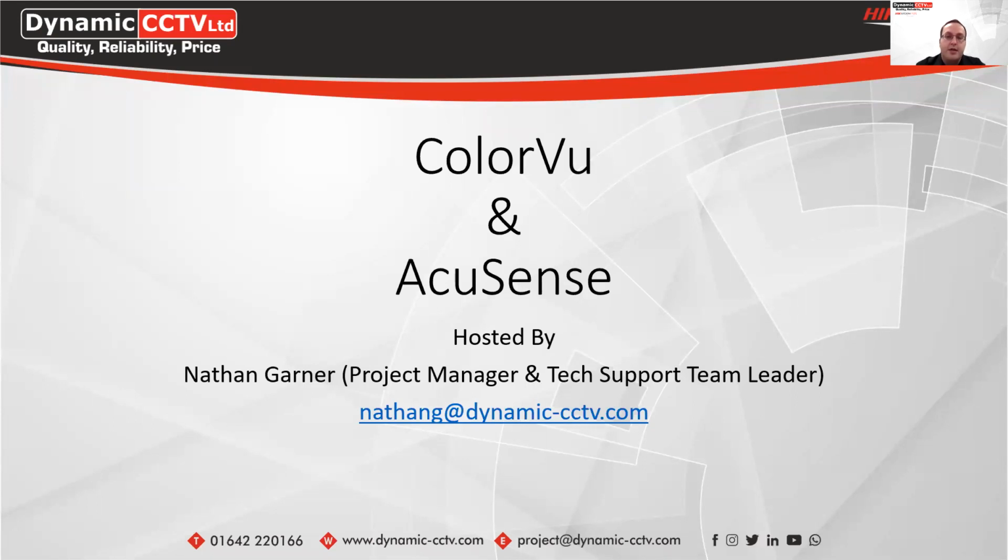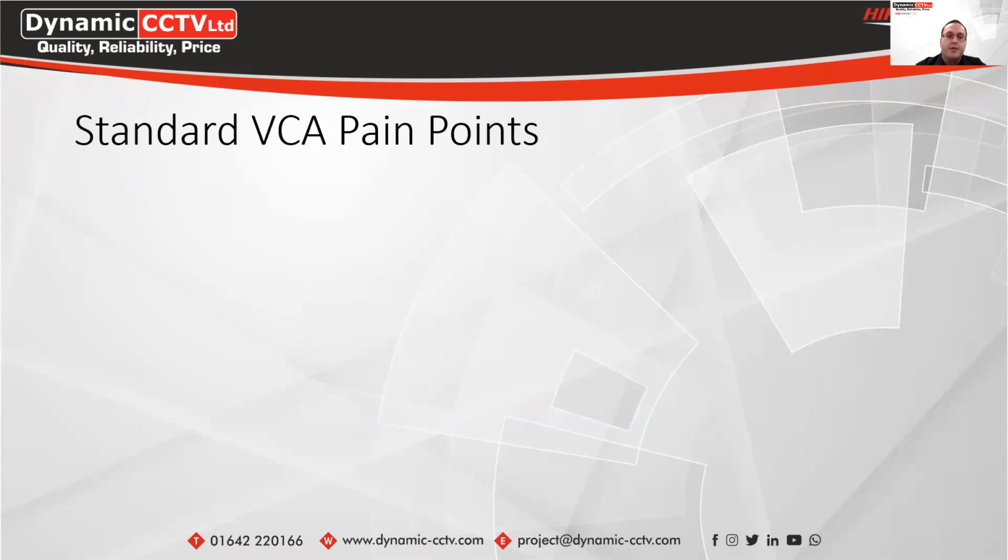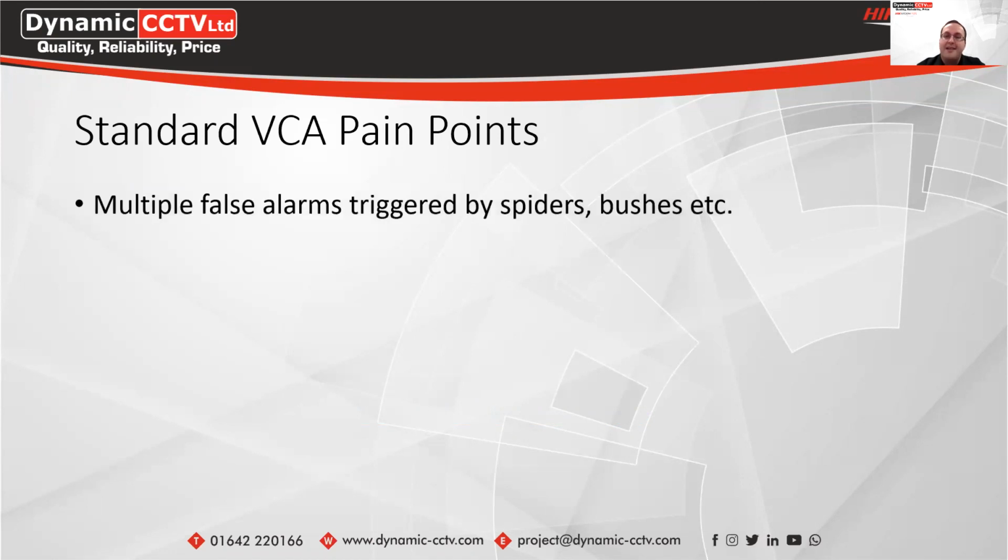What we're going to do is take a look at the Acusense side of things. So with standard VCAs, such as your line crossing and intrusion detection, you can get multiple false alarms triggered, either by spiders crossing the lens or bushes in the camera image moving across the line or in the intrusion zone. You can also have animals triggering the events, which isn't really useful if relying on these events for alarm configurations through the Connect mobile app, for example, or email notifications. Especially if you use the likes of the standard motion detection, you will get a lot of false alarms that come through that are generated from the system, just as a limitation of the technology.